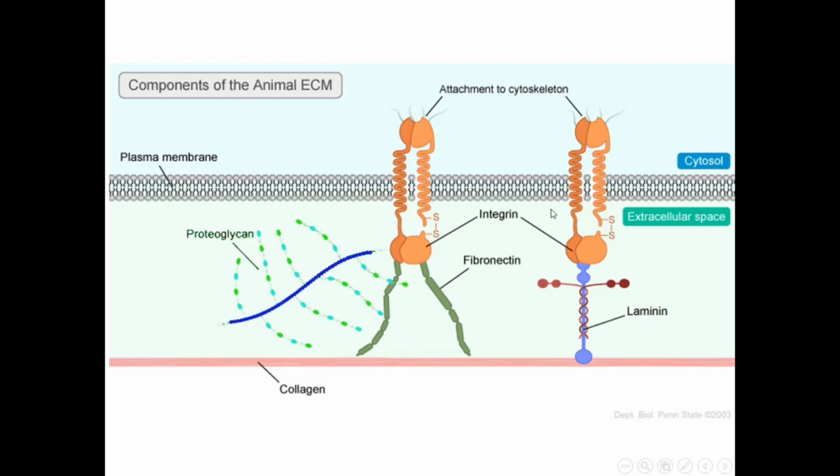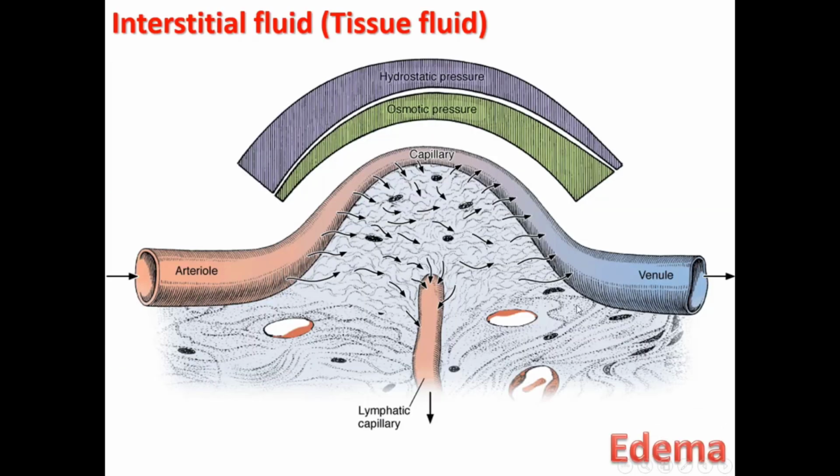integrin, which has two parts, attached to the glycoprotein, and the glycoprotein on the other side is attached to collagen and to the proteoglycans. So the glycoproteins can attach the cell to the extracellular matrix. Without this glycoprotein, the cell cannot attach to the extracellular matrix.